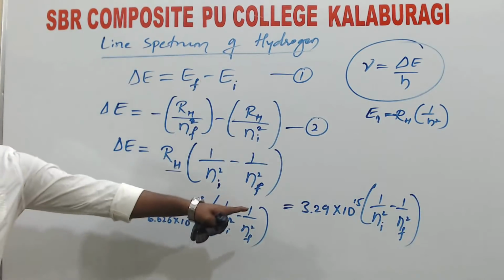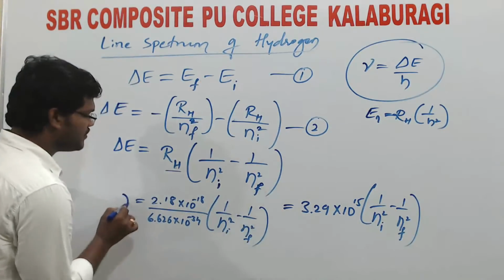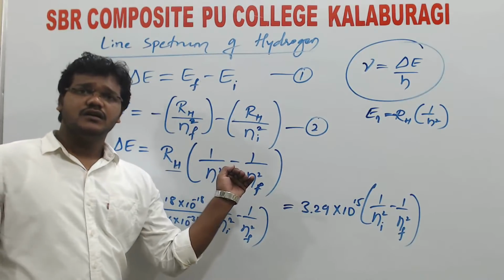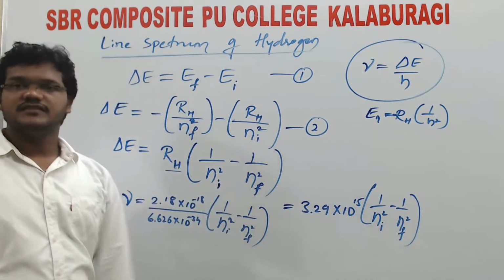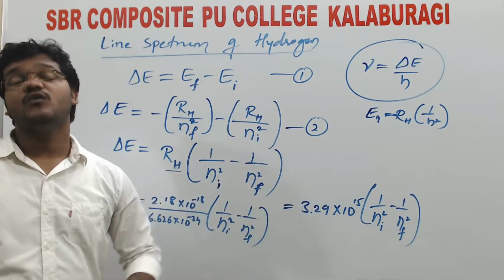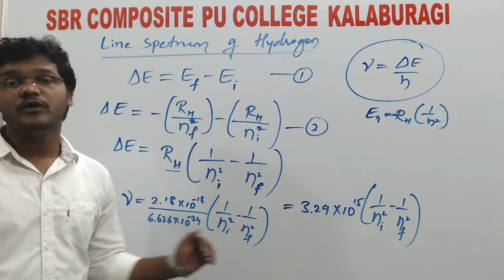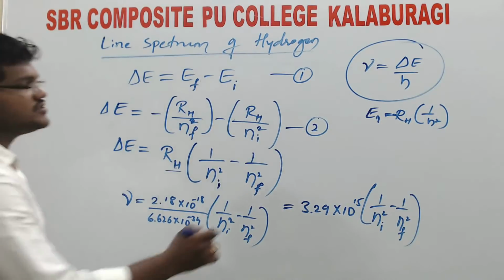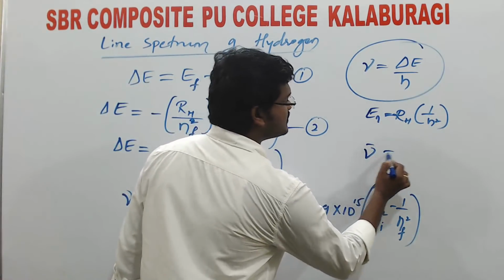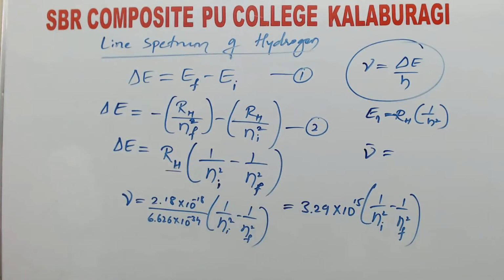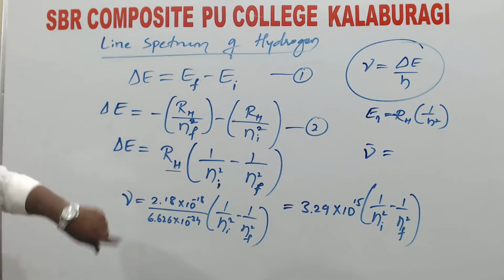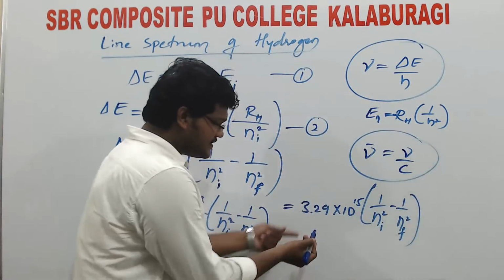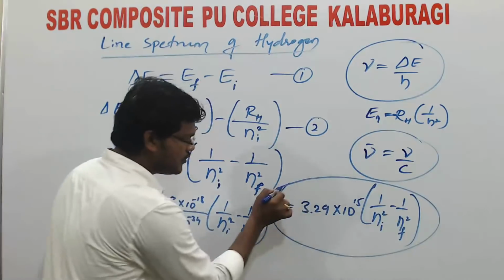Okay. So this is in terms of what? Wave number. Sorry, frequency. In terms of wave number also we can convert this. Then how is wave number related? You tell me. Wave number is nothing but nu bar. Nu bar is equal to nu by c. Nu bar equal to nu by c.